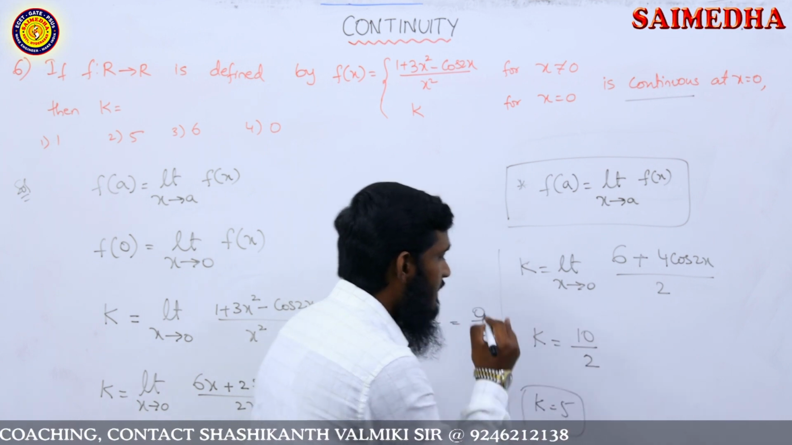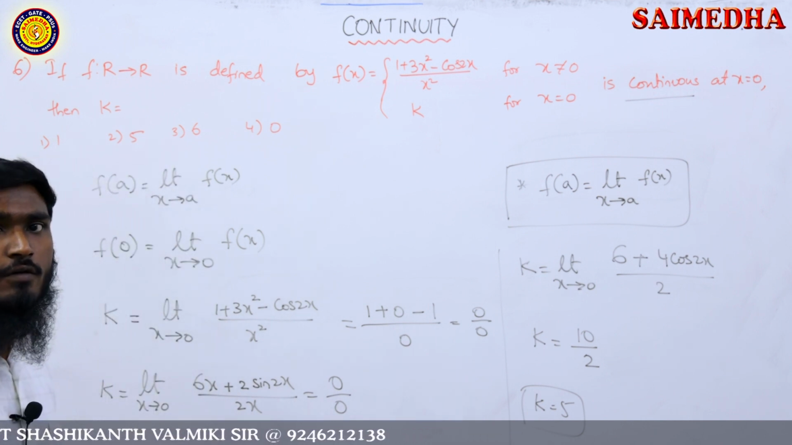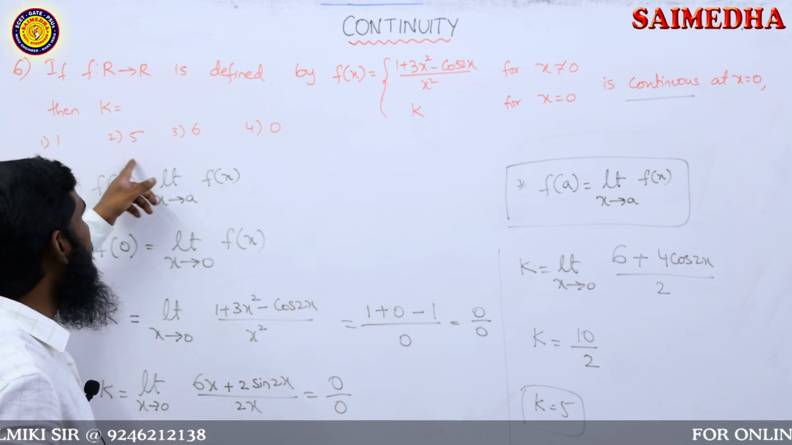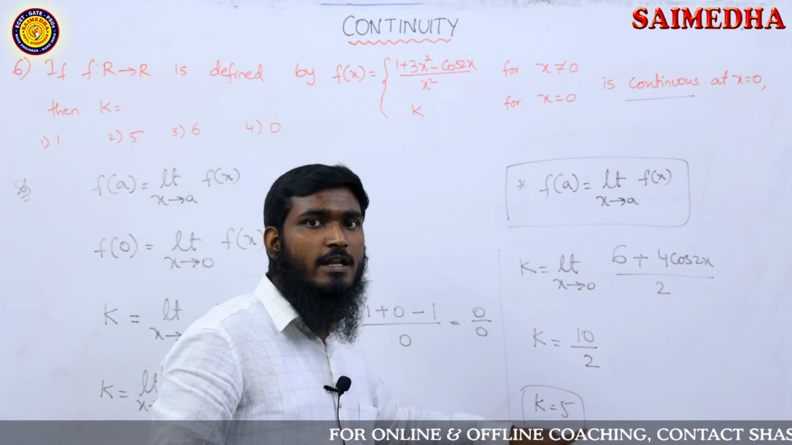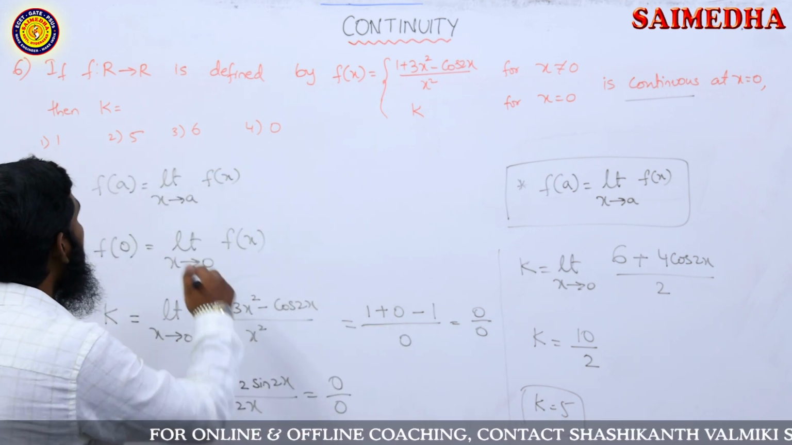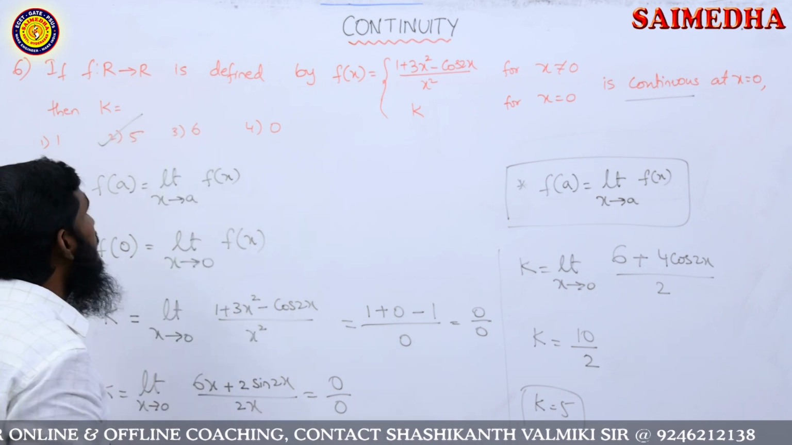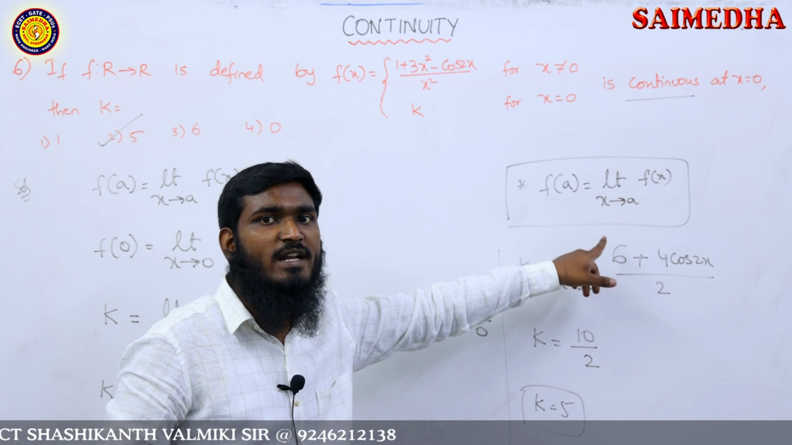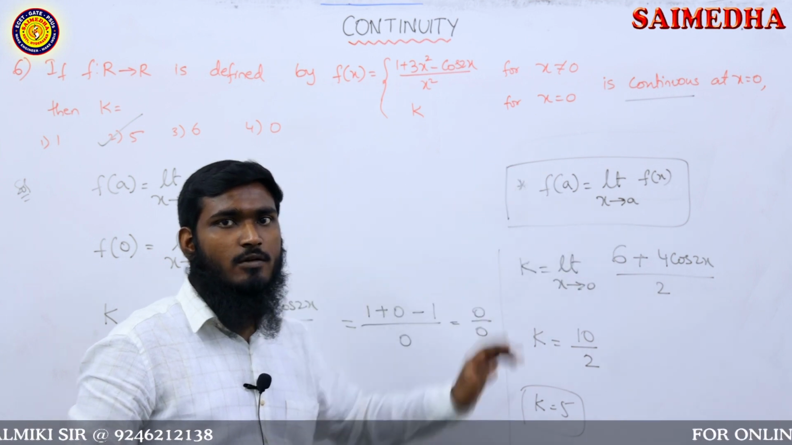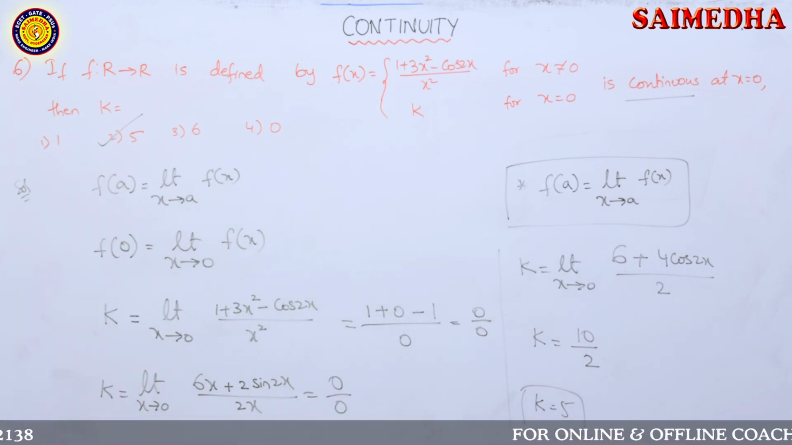So what are we getting the k value as? k is equal to 5. What are the options given over here? 1, 5, 6, 0. According to our answer, k value is equal to 5, so let us go with option number 2. Only you have to remember this condition: f of a is equal to limit x tends to a f of x. Now pause the video, note it down.